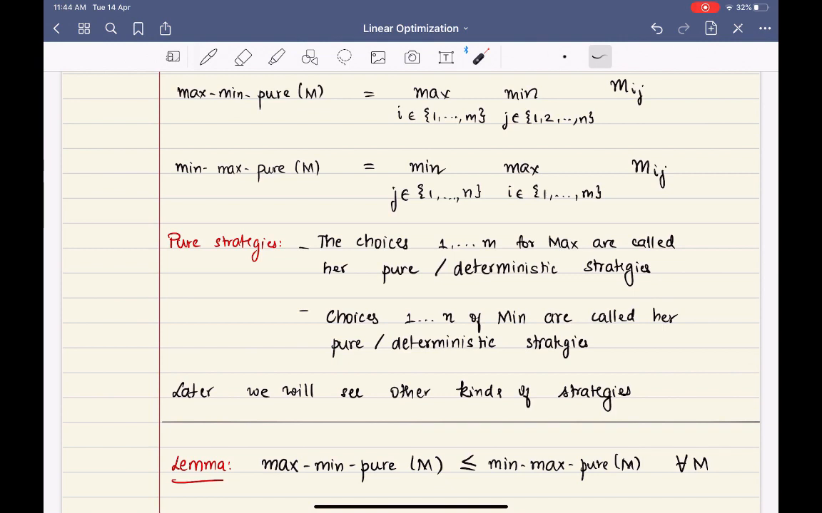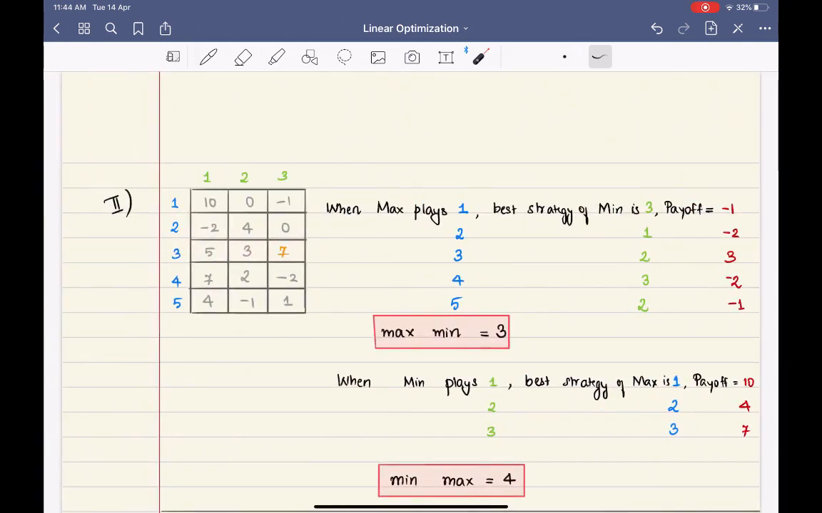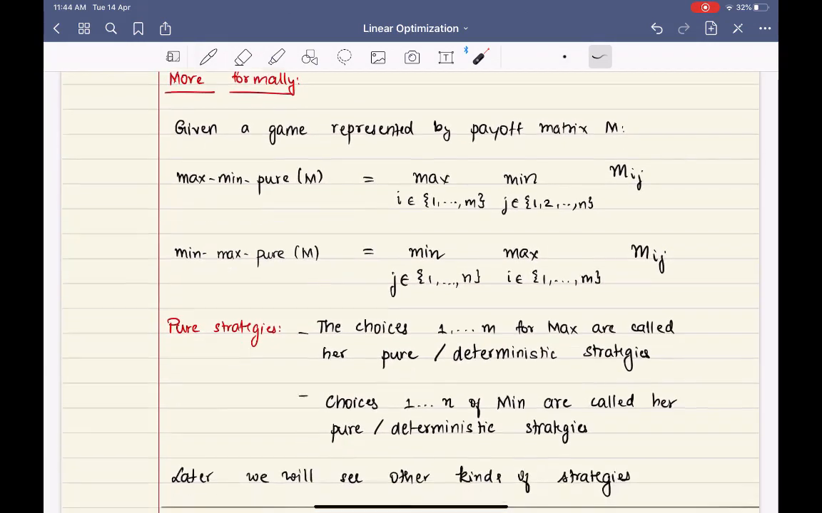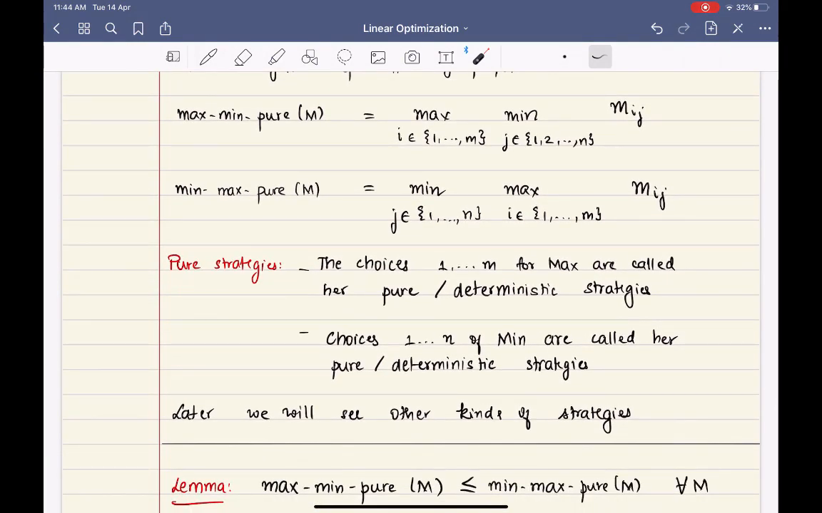So here is the first thing to note, which is you will always see that max min pure will be less than or equal to min max pure. So look at this example. Here max min is 3 and min max was 4, and max min was less than or equal to min max. So before trying to see a proof of this, it will be a good exercise to try to prove it to yourself, why max min pure is less than or equal to min max pure.